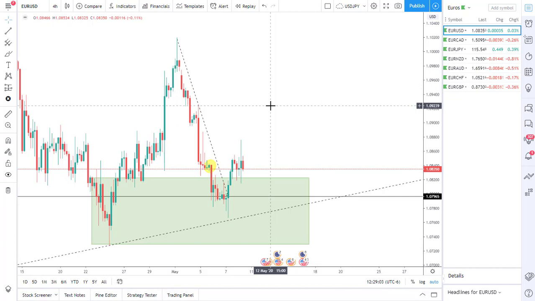I'm not saying go get long and place 3, 5, 6, 7, 10 lots. Do your own analysis. If you agree with me, okay. If you don't agree with me, that's fine. In the end, this is just for educational purposes. And let's check the last one, GBP Aussie.